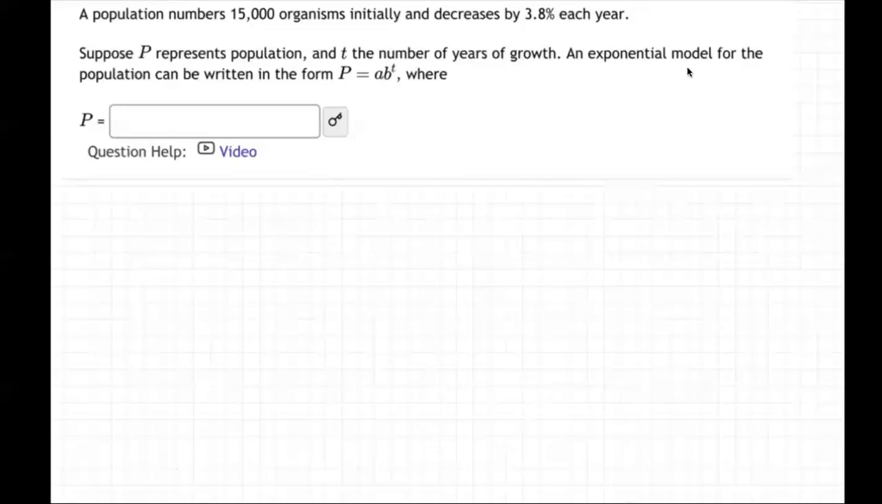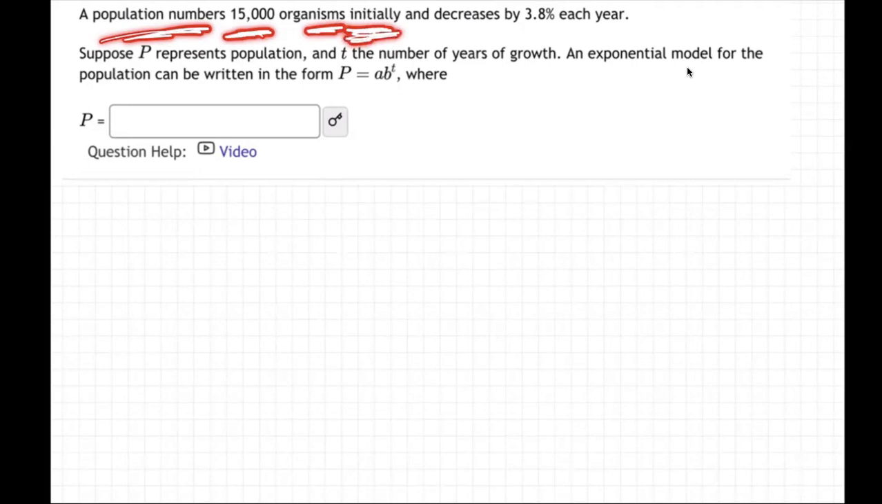Welcome to an example in which we're looking at exponential growth and decay. This one says a population numbers 15,000 organisms initially, like at the start, and decreases, goes down by 3.8% each year. And then they mention an exponential model. Well, that's exactly right.